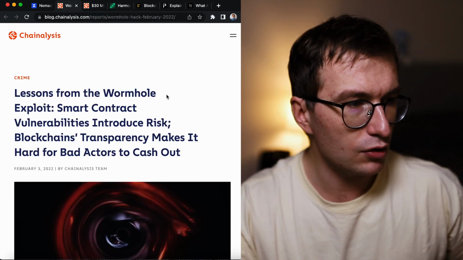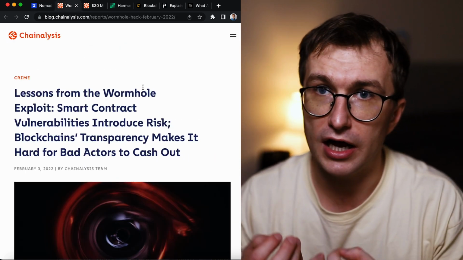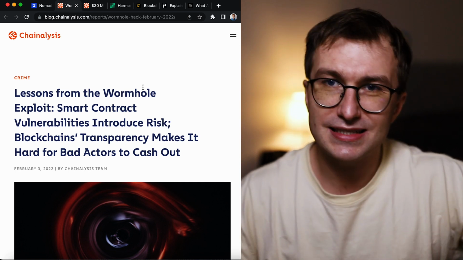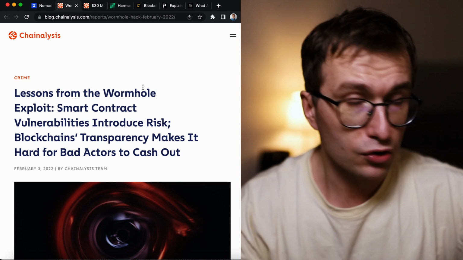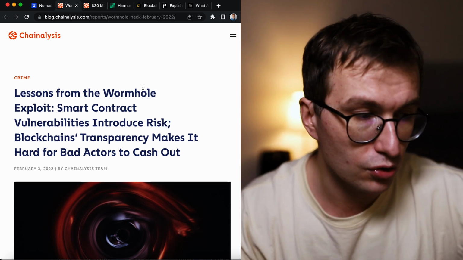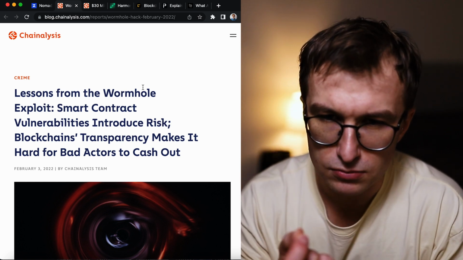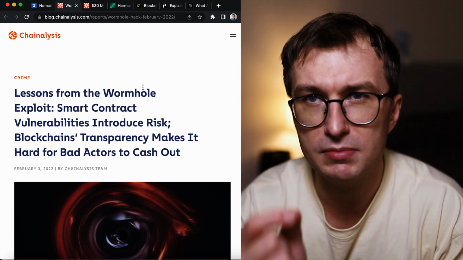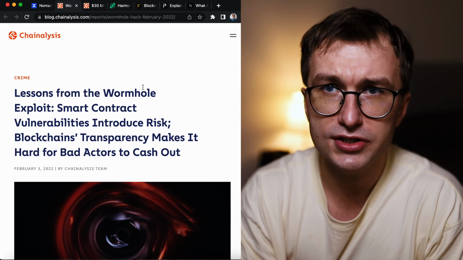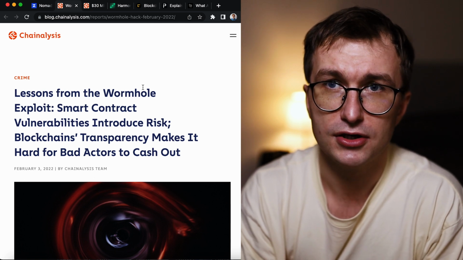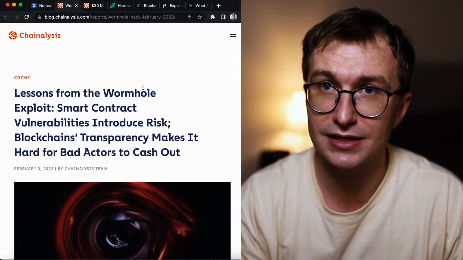And then we have Wormhole, and the Nomad bridge. Another factor is that bridges are essentially smart contracts, and we can say that code is law. Maybe code could be secure, but it's not always secure. When we build a smart contract, you must assume that there could be a mistake. And when there is a mistake in the smart contract, hackers can find it and use it. And with that, the funds that are locked in this smart contract will be exploited.